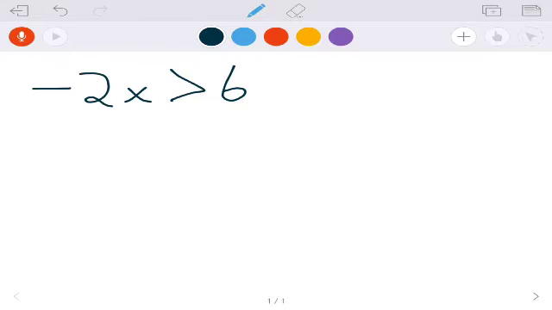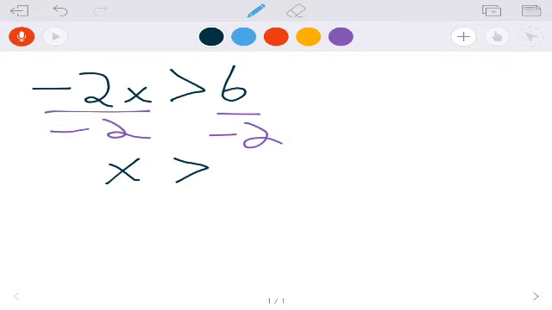So what we're going to be working on here is inequalities when we have a negative number of variables on one side. And the process for this is pretty much the same as it has been. We're going to go ahead and divide by -2 on each side. And what that's going to give us here, this will cancel out. We end up with x is greater than, and 6 divided by -2 is -3. So x is greater than -3.